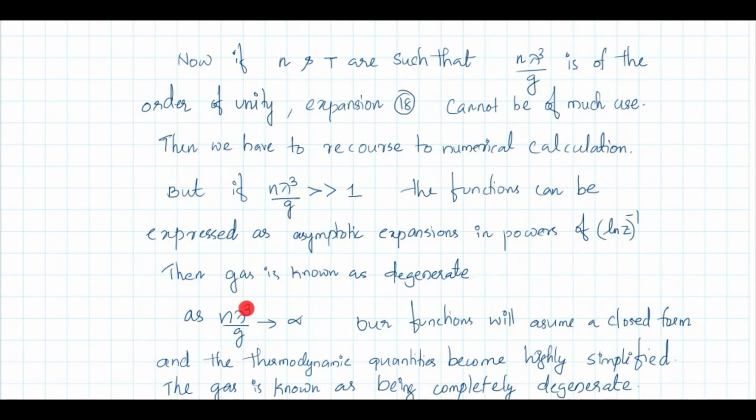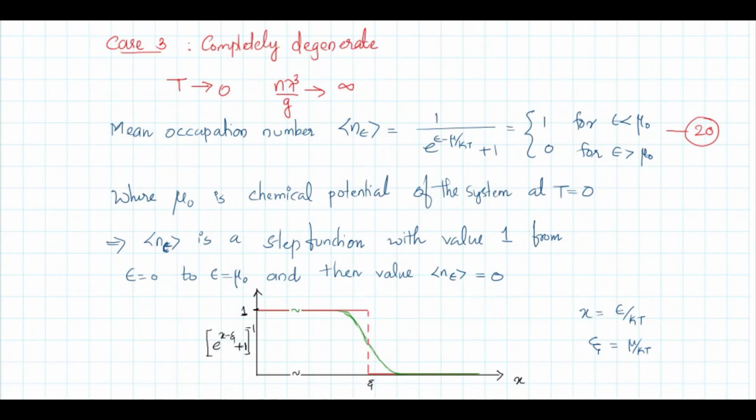Now we will explain the case nλ³/g tends to infinity, and that is known as the completely degenerate case. Call this case 3. This happens when T tends to 0, that is nλ³/g tends to infinity. The mean occupation number is given by 1 divided by e raised to (E minus mu) by kT plus 1. When T tends to 0, depending on whether E is greater than mu or less than mu, this occupation number can take value 1 or 0.